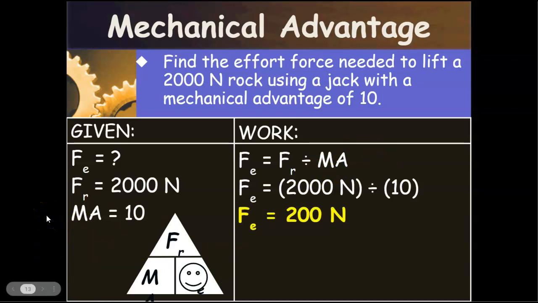Okay, so again, like with most of the things that we've done in this unit, it's plug and chug, right? It's just a little bit tricky when it comes to identifying the variables. That's normally where kiddos tend to get stuck a little bit, but if we really pay attention and read through these carefully and identify what is our effort force, our resistance force, and our mechanical advantage, we just plug and chug and use our little triangle to help us.